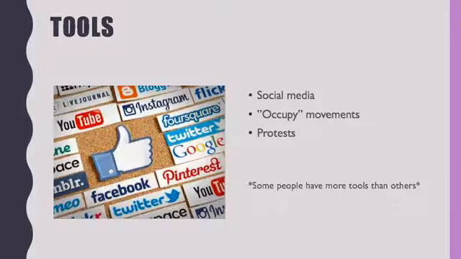So some tools we can use to spread new ideas are namely social media, which is extremely important now. We can use Occupy movements, and we can use protests. But it's really important to remember that people, especially in the global south, do not have as many tools as those in the global north. They may have limited internet access or none at all. They may be closed off from other societies as they're forced to stay home. So it's just really important to think about those who aren't as privileged as we are in the global north.